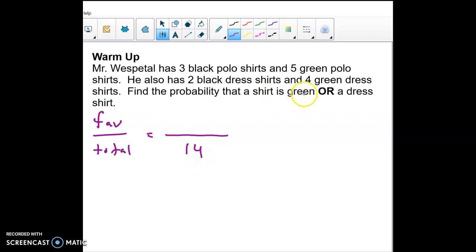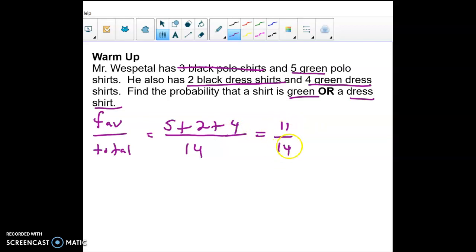And then we have to do ones that are green or a dress shirt. So I know there's a formula here for this, but I just like to do what makes sense. So like these ones don't count because they're not green or a dress shirt. These 5 count because they're green. These are dress shirts, so they count. And then these are both green and dress shirts, so they definitely count. So the ones that are green or dress shirts are, let's see, that'd be 11 out of 14.